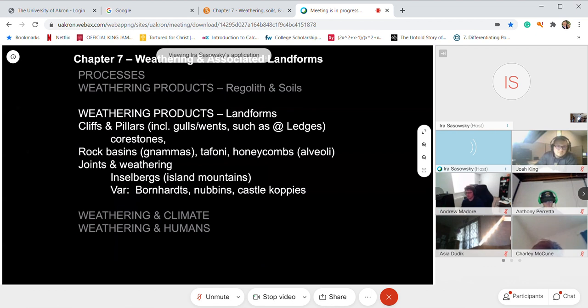And then finally, just overall joints and weathering, sometimes due to differential rock types, we can create these sort of isolated mountains called inselbergs, island mountains in German. And depending upon their shape, they could be called bornhardts, nubbins, or castle koppies.